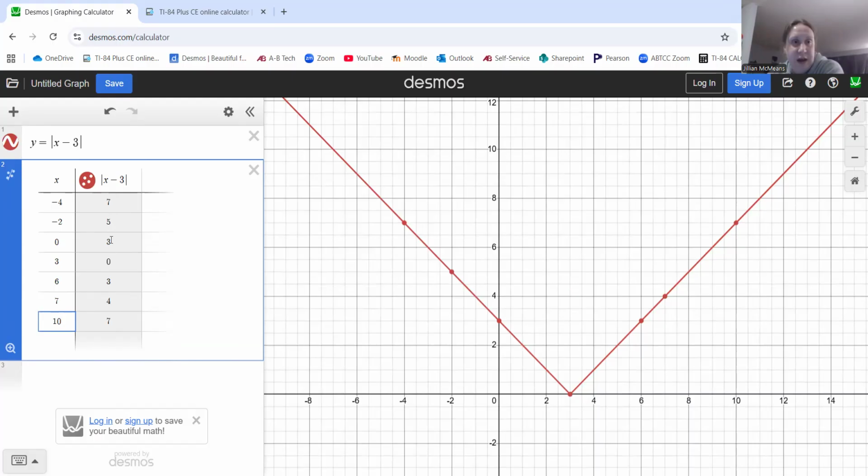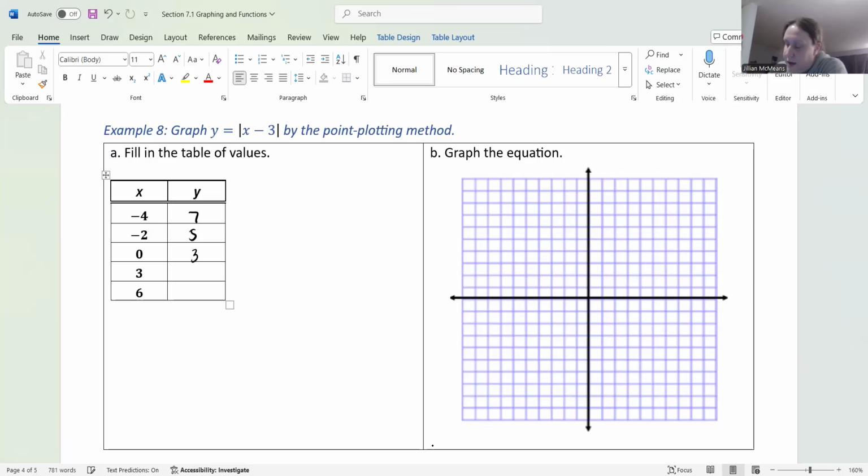So that was our table of values. So let's plot those points.